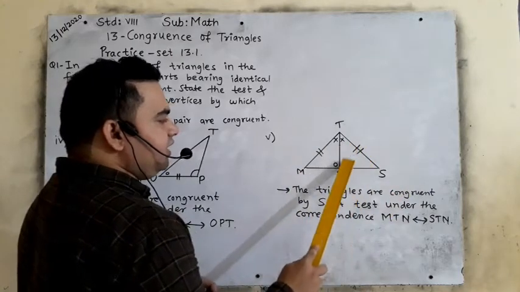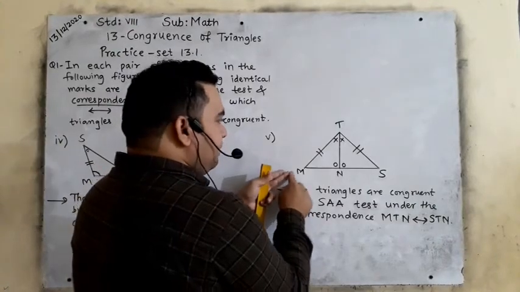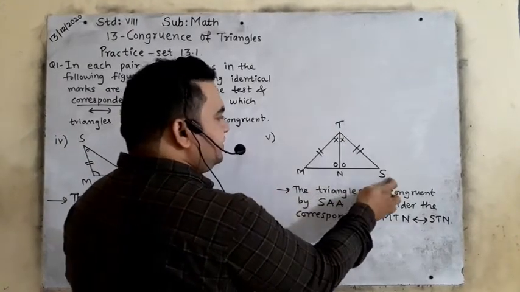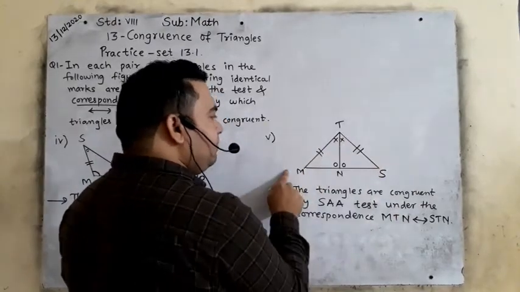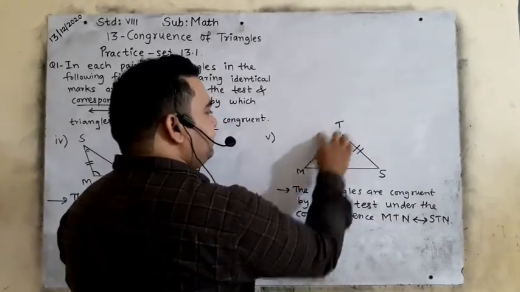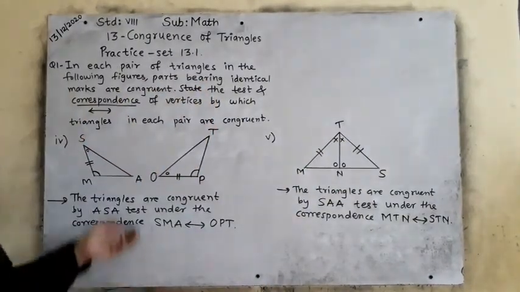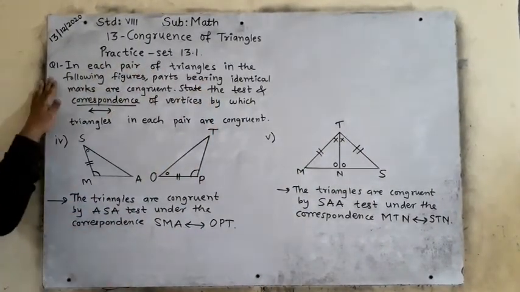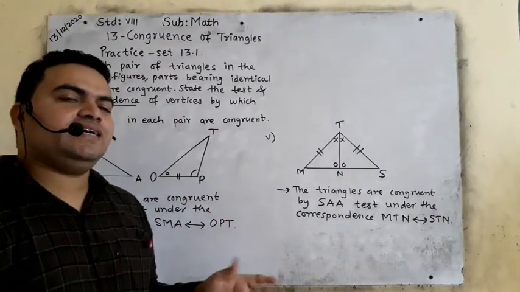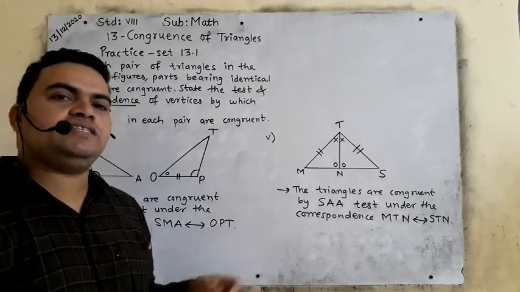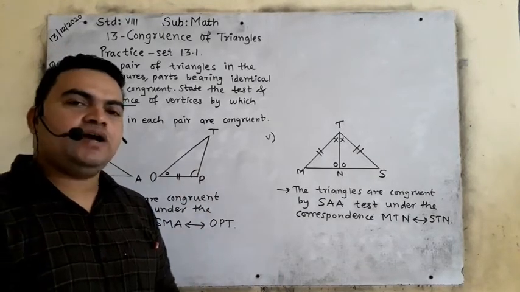Side, angle, angle test under the correspondence. Side means you start from here, MTN, then here STN. So here also you will start from the side, MTN, STN. I hope you understood. This is how you will write practice set 13.1 question number 1. You have to write by which test the given pair of triangles are congruent to each other, and we have to write their correspondence as well. So I hope you understood here.